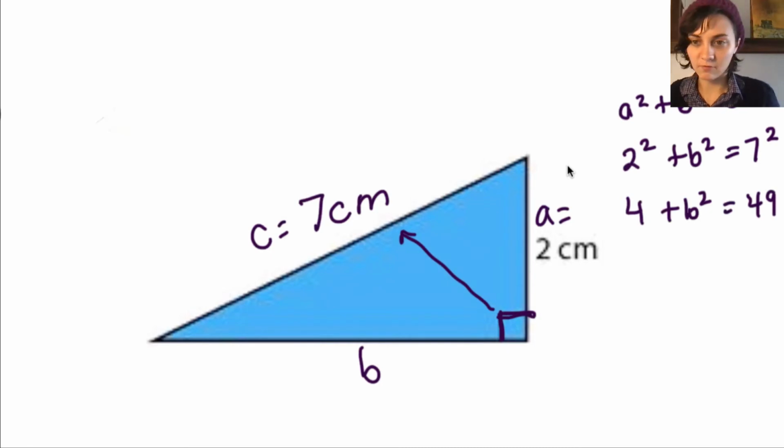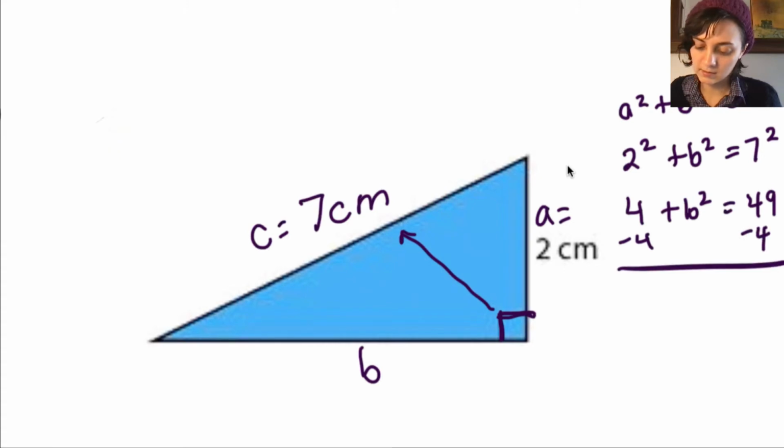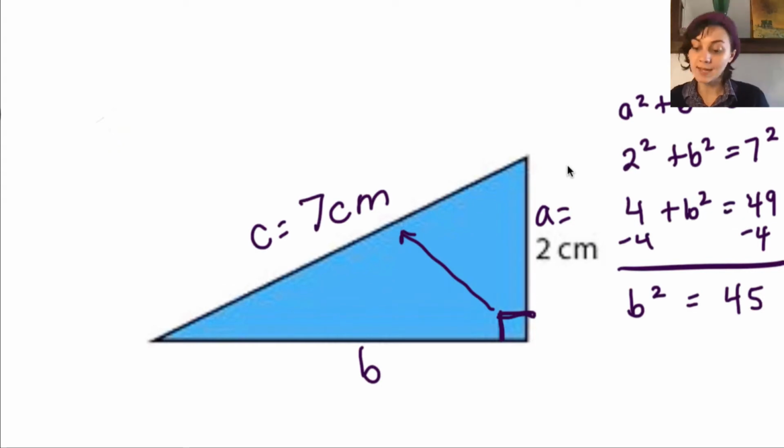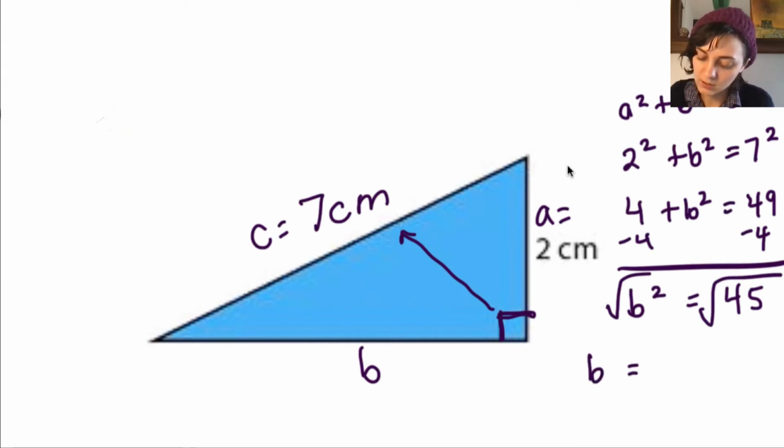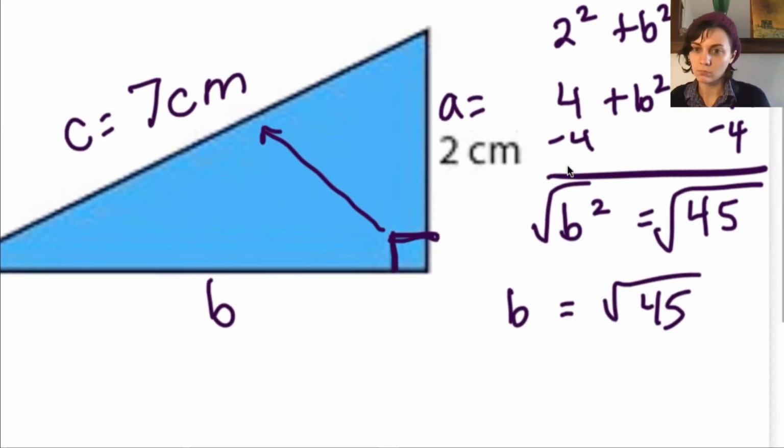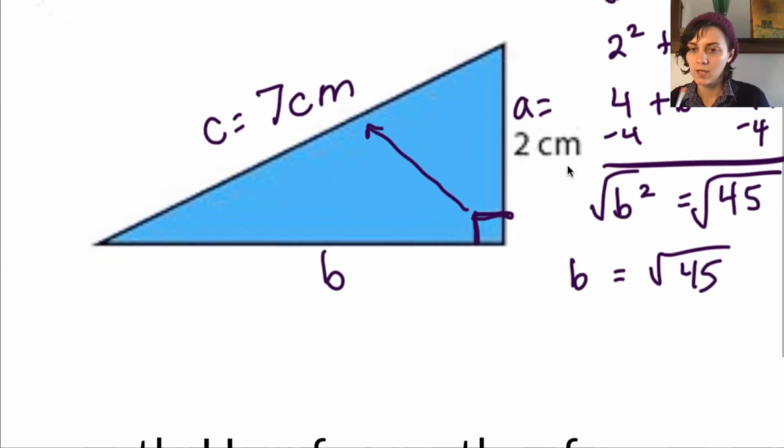And now I need to solve for b. So I'll subtract 4 from both sides. Get b squared equals 45. And then I take the square root. And I get b equals the square root of 45. And you could leave it like that. I'd honestly rather you leave it like that than put it in a calculator and get a decimal.